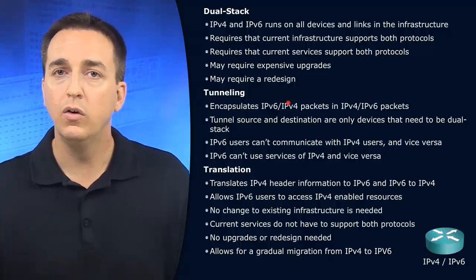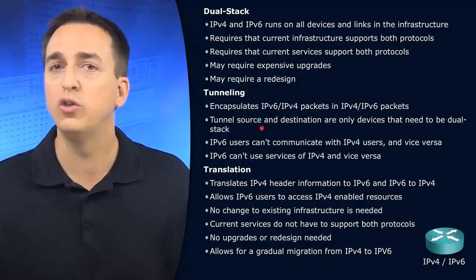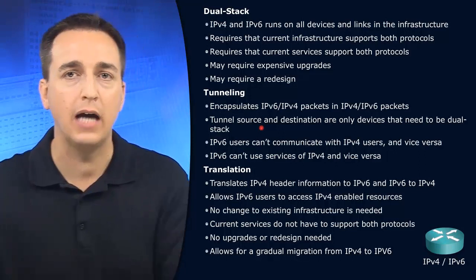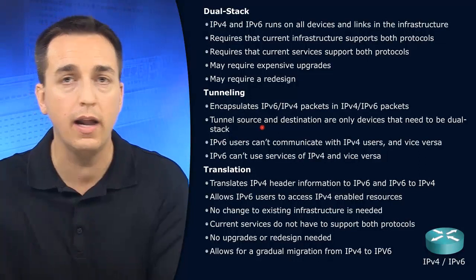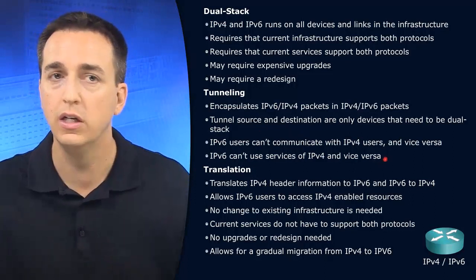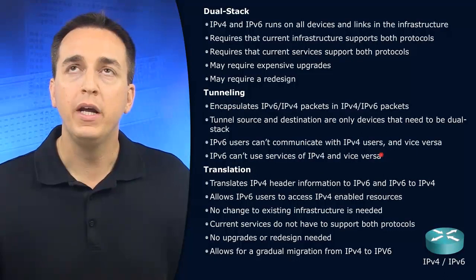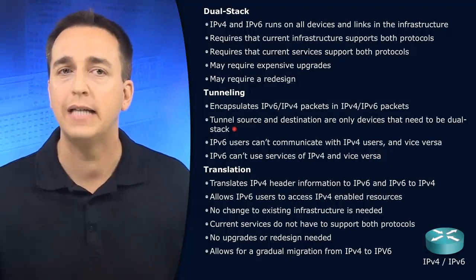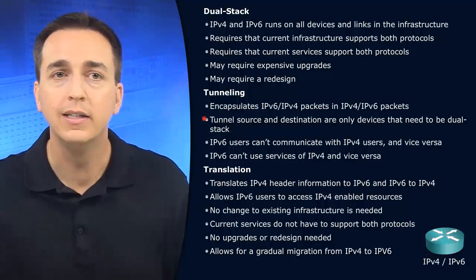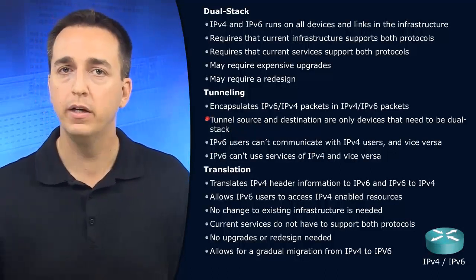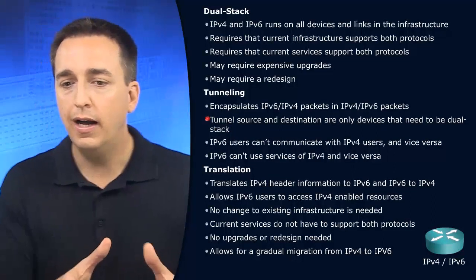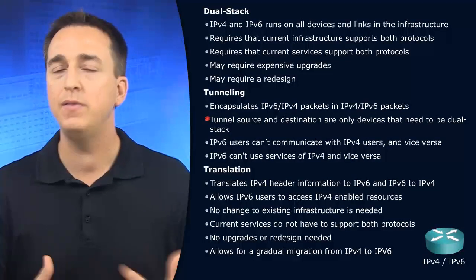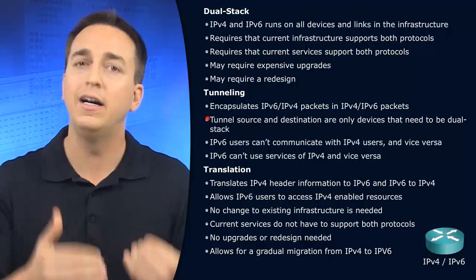However, what does that do to the end resources that we have? Well, can an IPv6 user access IPv4 resources? No. Can an IPv4 user access IPv6 resources? No. So what's happening here is instead of dual stacking every single device in the environment, we're really only dual stacking the tunnel source and destination points. That's what's happening when we're doing tunneling. So with that in mind, we, again, aren't able to easily integrate both an IPv4 and IPv6 environment using a tunneling solution.